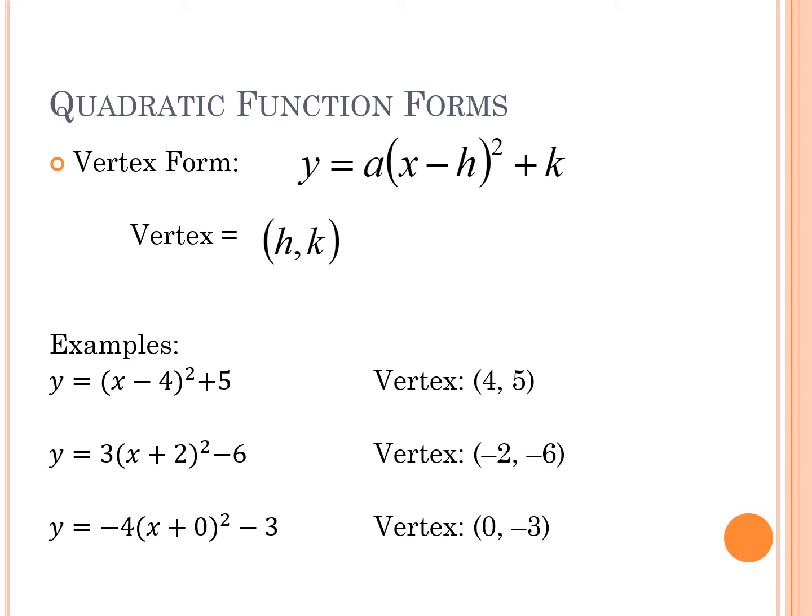For the next one, for the vertex, again, we do the opposite of whatever's in the parentheses for the x coordinate, so it would be minus 2. Minus 6 is our y coordinate. And the 3 does not impact the vertex. It would impact other aspects of the graph, meaning the x-intercepts and how steep it is, but it does not impact the vertex.